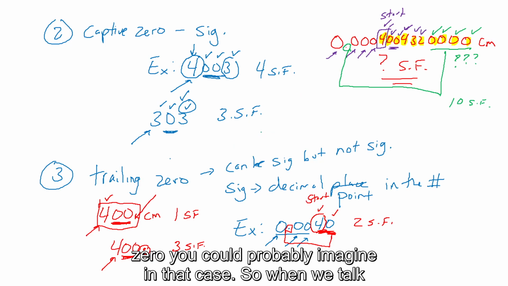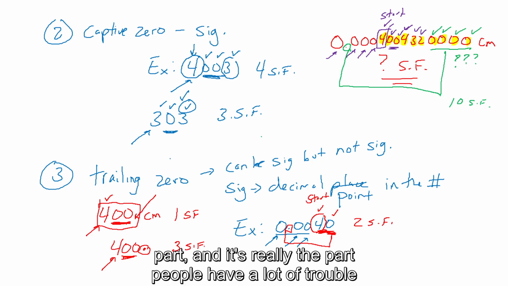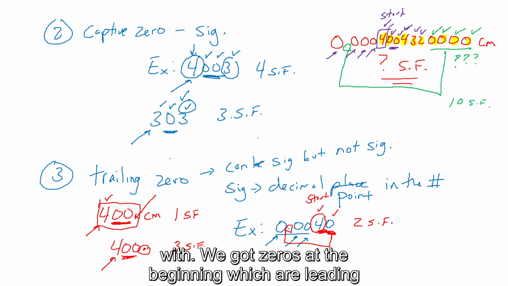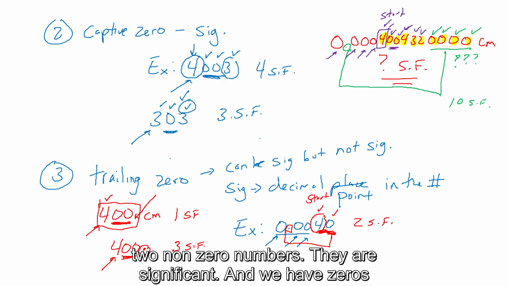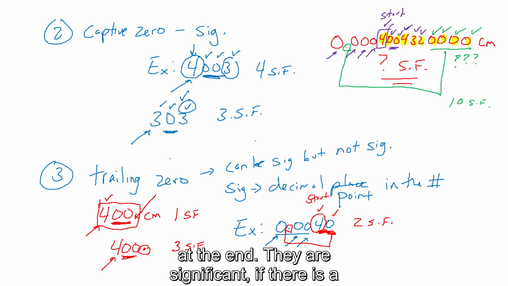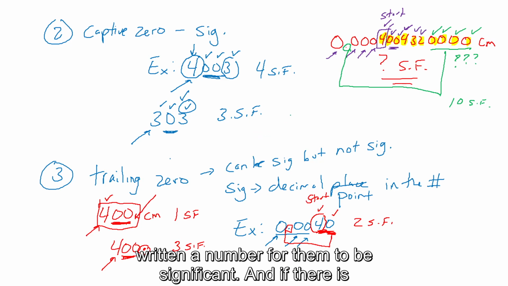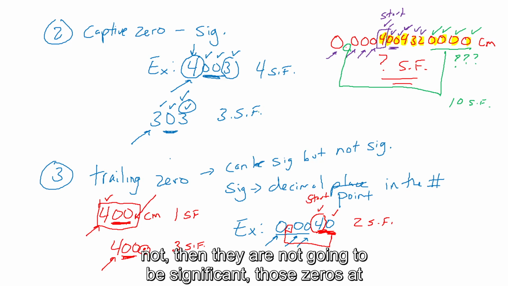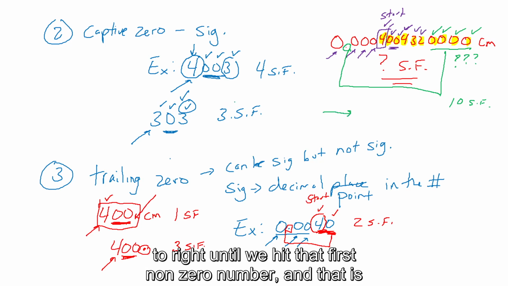So when we talk about significant figures, the zeros are kind of the important part, and it's really the part people have a lot of trouble with. We got zeros at the beginning, which are leading zeros, not significant. We have zeros that are trapped between two non-zero numbers. They are significant. And we have zeros at the end. They are significant if there's a decimal point written in the number. Remember, it needs to be written in the number for them to be significant. And if there is not, then they are not going to be significant, those zeros at the end. Also remember, as we talked about, always start left to right until we hit that first non-zero number.